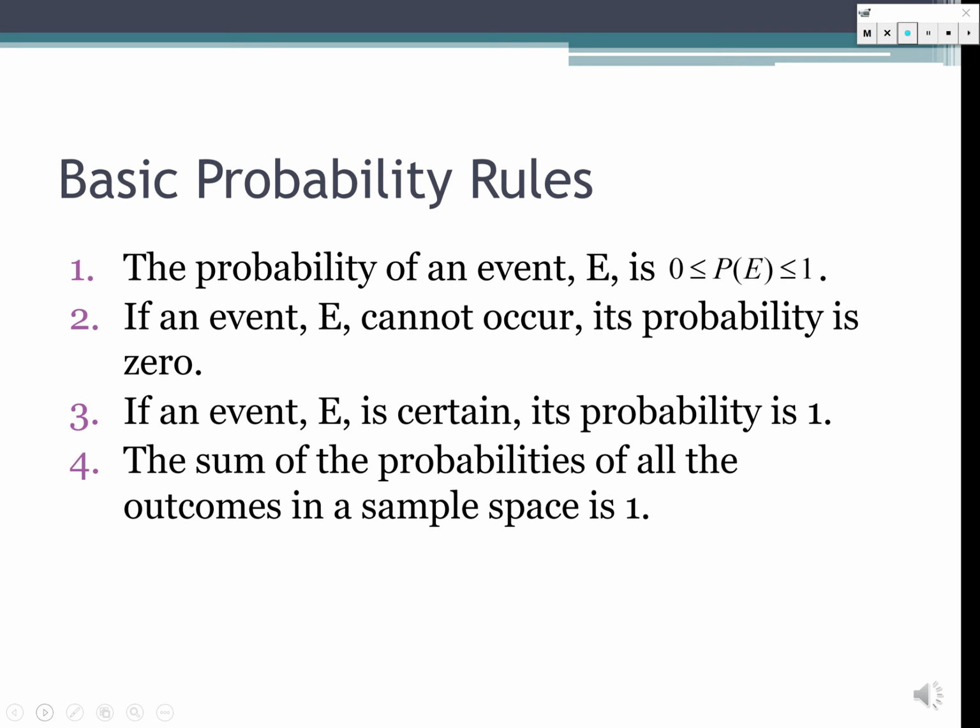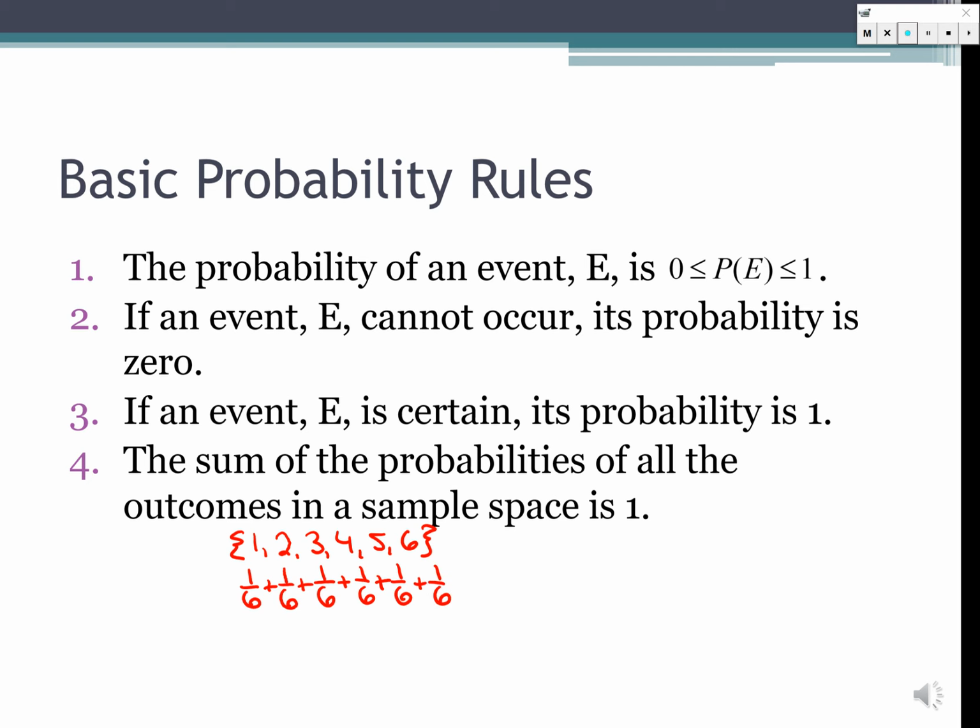So for example, let's say we roll a single die. Your possible outcomes are 1, 2, 3, 4, 5, and 6. The probability that I roll a 1 is a 6th, plus the probability I roll a 2, roll a 3, roll a 4, 5, and 6.